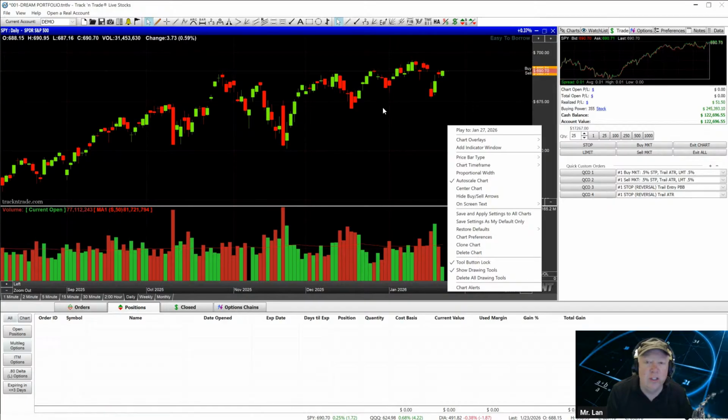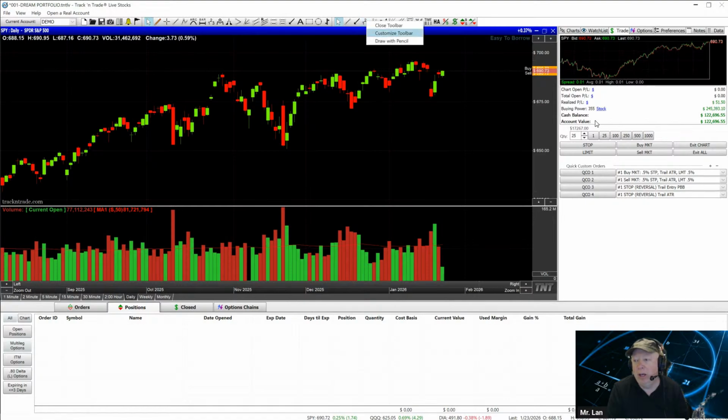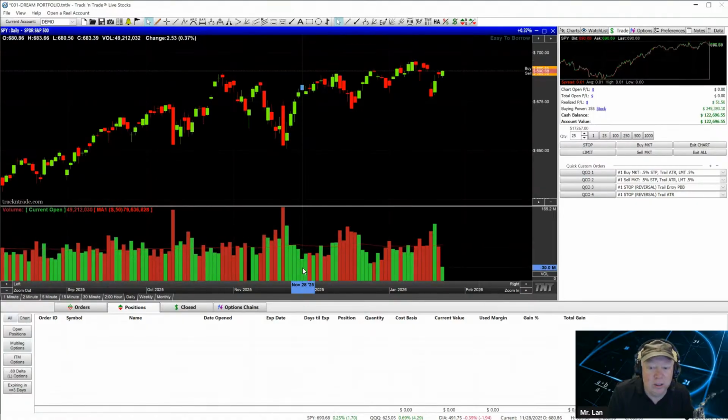You right-click on the chart. You could do so many things on the right-click menu in Track and Trade. Make sure you right-click on everything. Everything's got little right-click menus, all right? You can do little right-click things on almost all the buttons. So right-click on stuff so that you get the right-click buttons, the right-click charts.